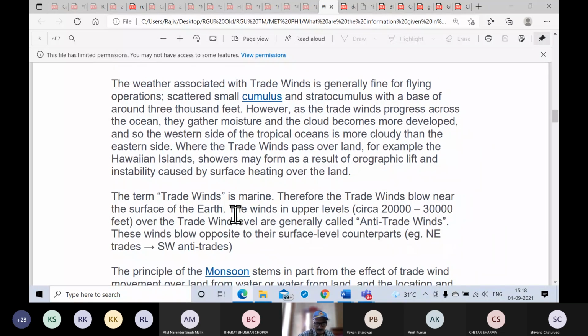Trade winds is definitely a marine term because this was used to trade. Sailing ships use these trade winds to go, propelled by wind. Therefore, it is a marine term, trade winds.